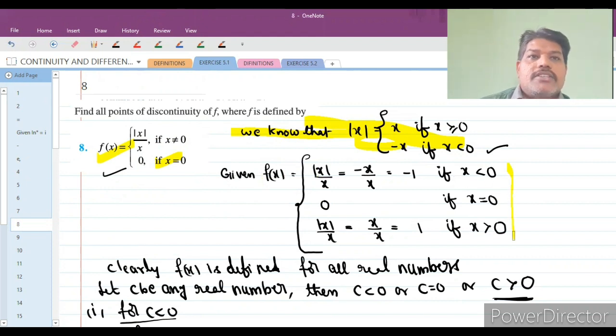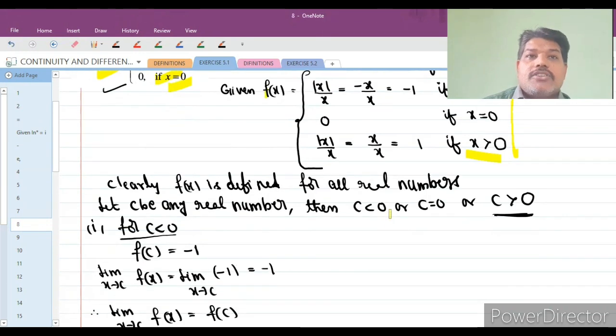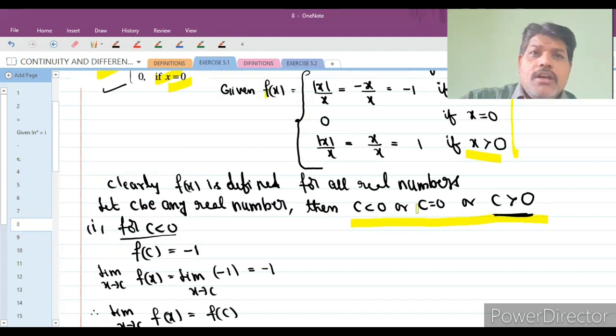three cases. What are those cases? If x is less than 0, f of x value will become -1. It is 0 when x is equal to 0, which is already defined in the given problem. If x is greater than 0, this value will become 1. So clearly the function is defined for all real numbers. Let c be any real number. Automatically, you will get three cases: c less than 0, c equal to 0, or c greater than 0. First case, I am taking that c is less than 0.